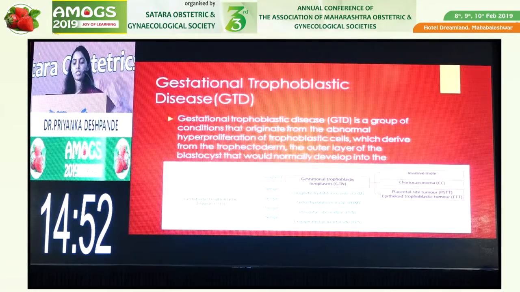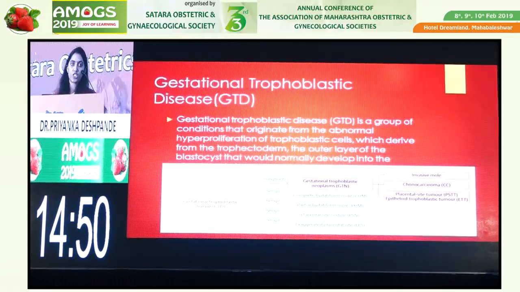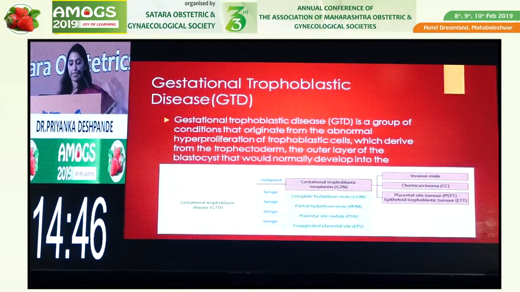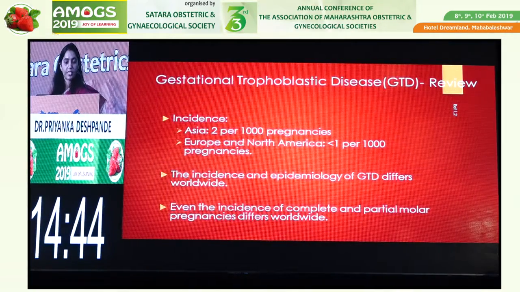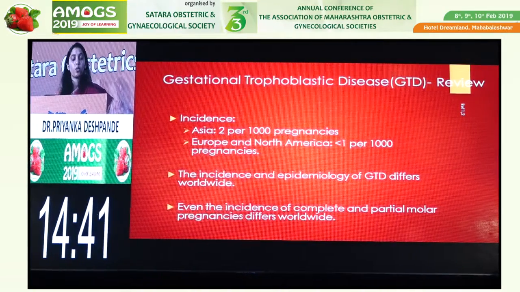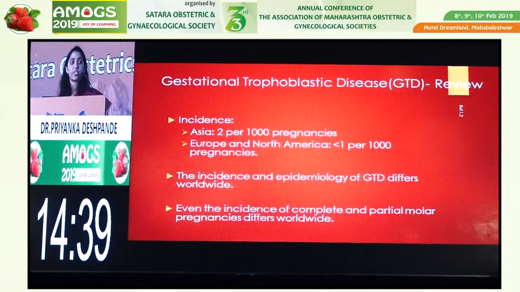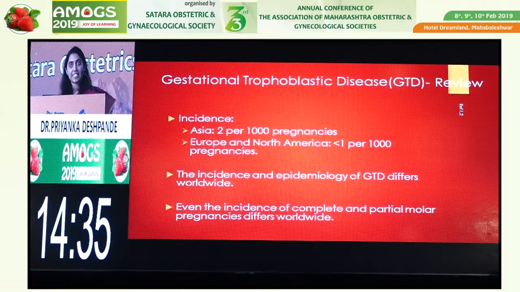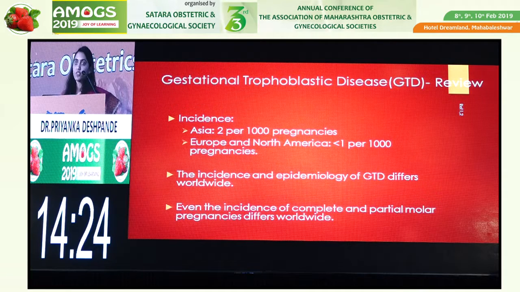So today we will be concentrating more on complete mole, partial mole and choriocarcinoma because these are the conditions which we most frequently see. Coming to the incidence, in Asia it is around 2 per 1,000 pregnancies, which is definitely more than what is seen in the Western world, where it is around 1 to 2 or even less than 1 in some countries. And the epidemiology of GTDs definitely differs worldwide from country to country. Even the incidence of complete and partial molar pregnancy differs, not only because of the genetic constitution, but also because of the way they are diagnosed.